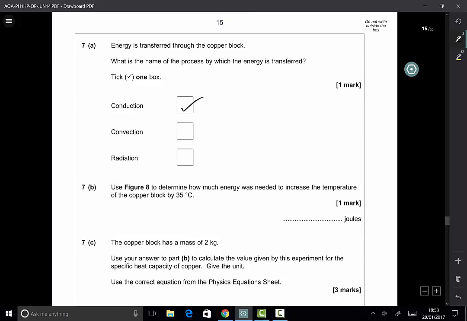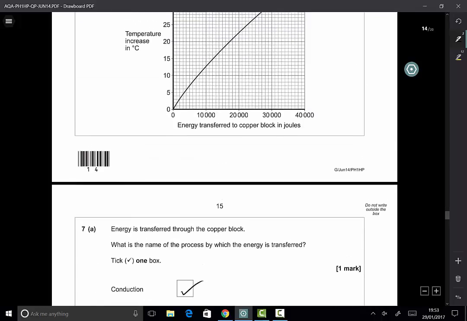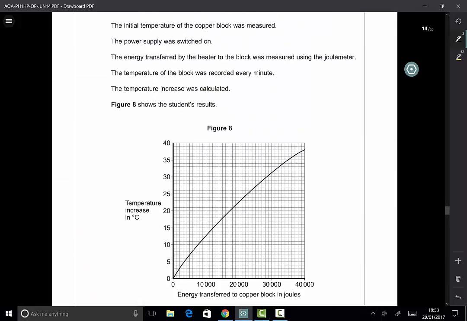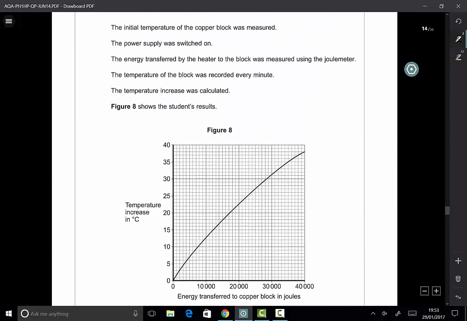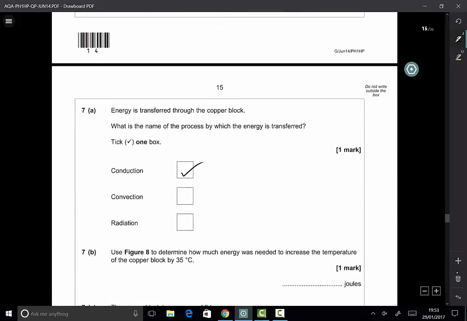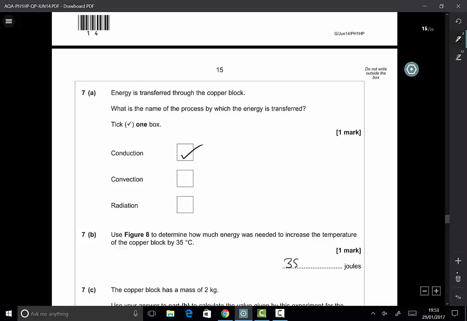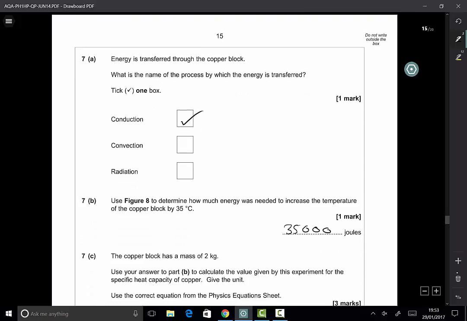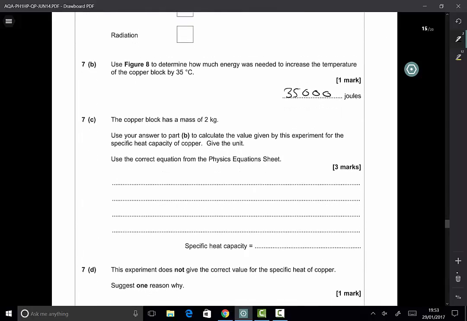Use figure 8 to determine how much energy was needed to increase the temperature of the copper block by 35 degrees. So we're going to 35 degrees. We're using a ruler if we have one. You should have one. Following the lines down, I'm exactly halfway there. That gives me 35,000 joules. Okay, so that's going to help me with the next part of the question.